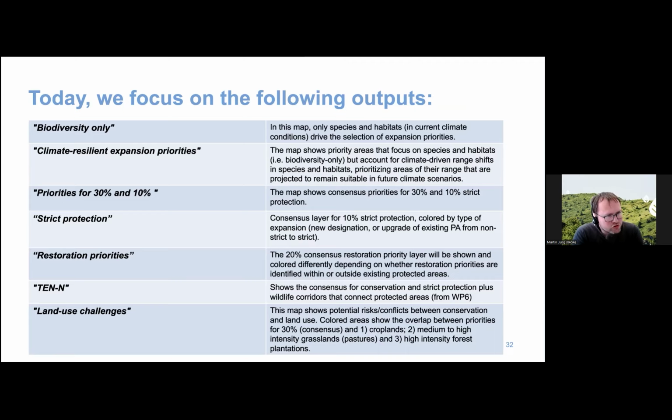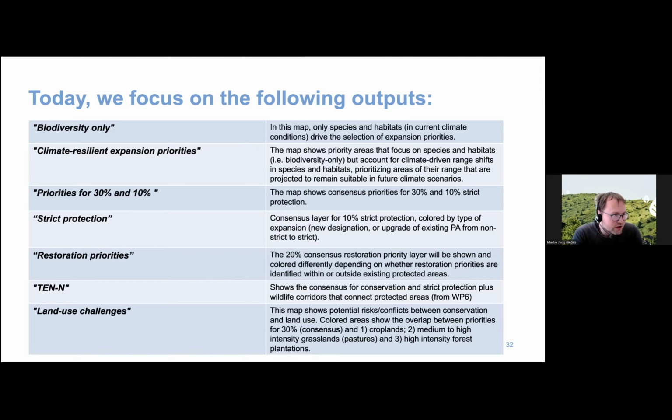The difference here to the previous one is that the differentiation is even being made by whether strict protection is a completely new designation or whether it's an upgrade of existing protected areas to strict protection. One is focusing on restoration priorities. As discussed before, this will show you the 20% restoration priorities across Europe, and whether it's restored inside or outside protected areas.